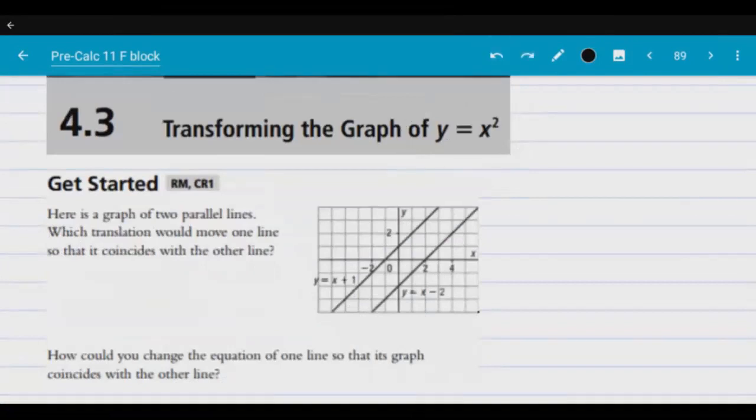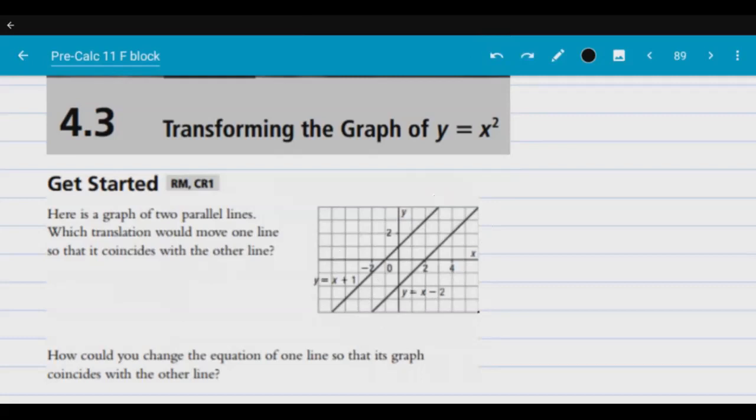So here is a graph of two parallel lines. One, y equals x plus 1, two, y equals x minus 2. Which translation would move one line so that it coincides with the other line? So to translate a graph means to move it left or right or up or down. This was done in probably around grade 7 or 8.